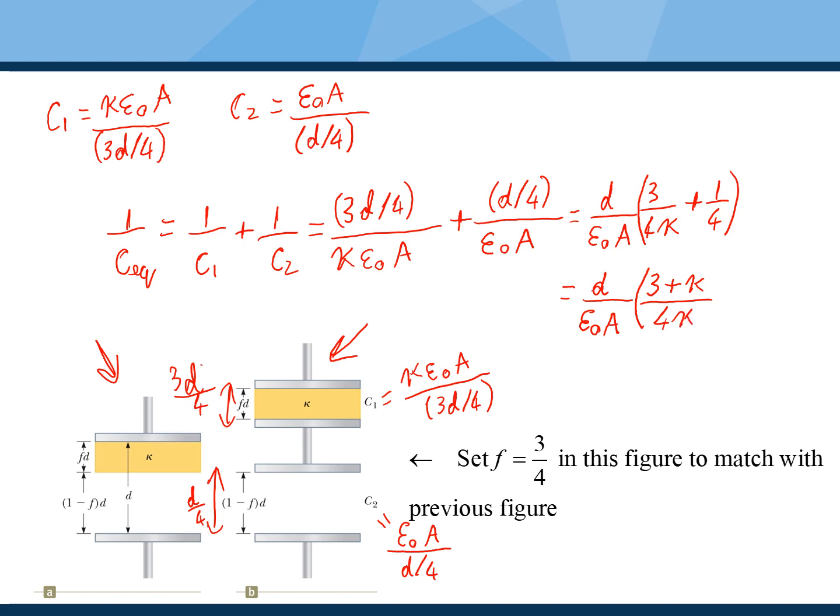And remember that this is just 1 over CEQ, so we actually have to go ahead and set things right by obtaining the reciprocal, and so we obtain CEQ as being just equal to epsilon naught A over d times 4 kappa divided by 3 plus kappa.